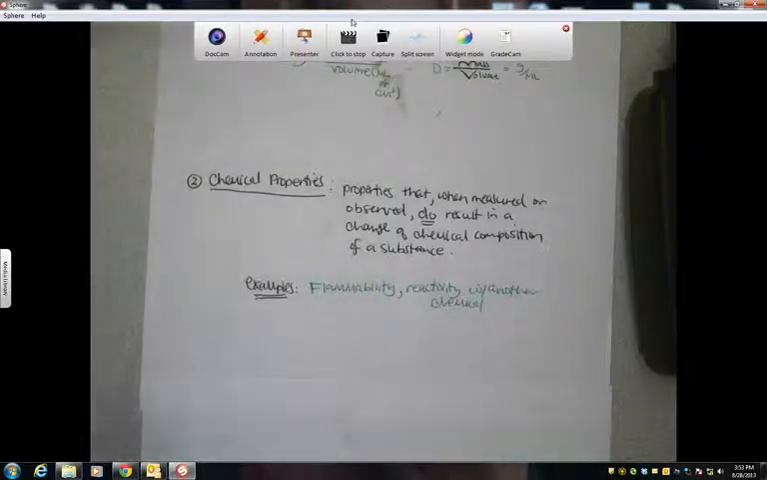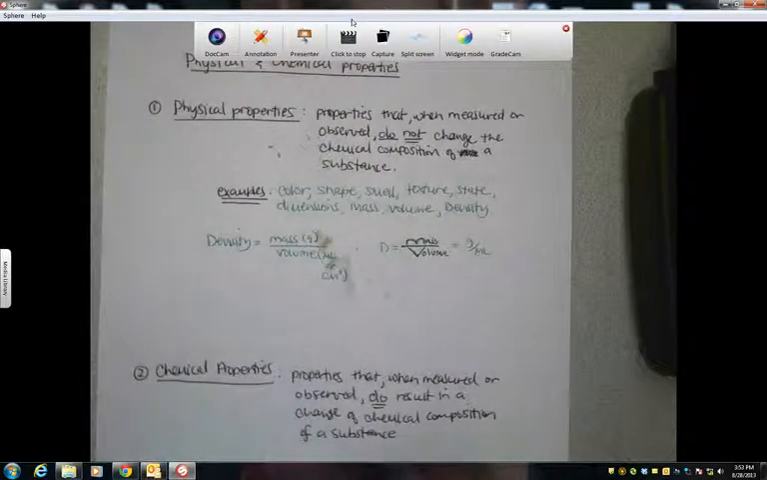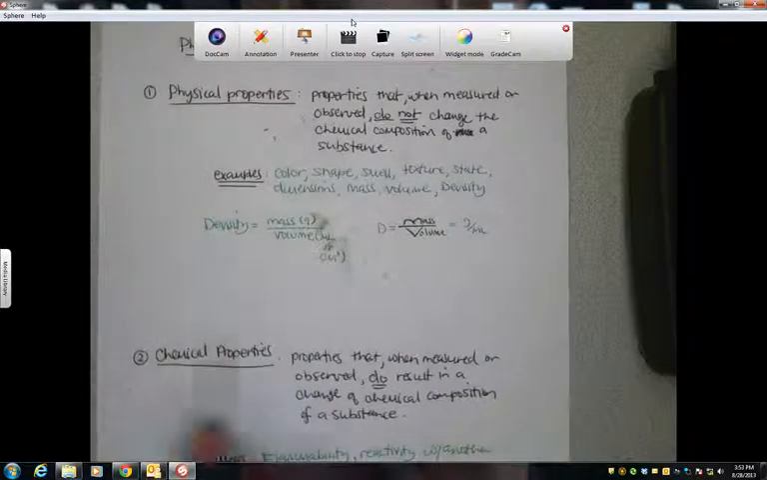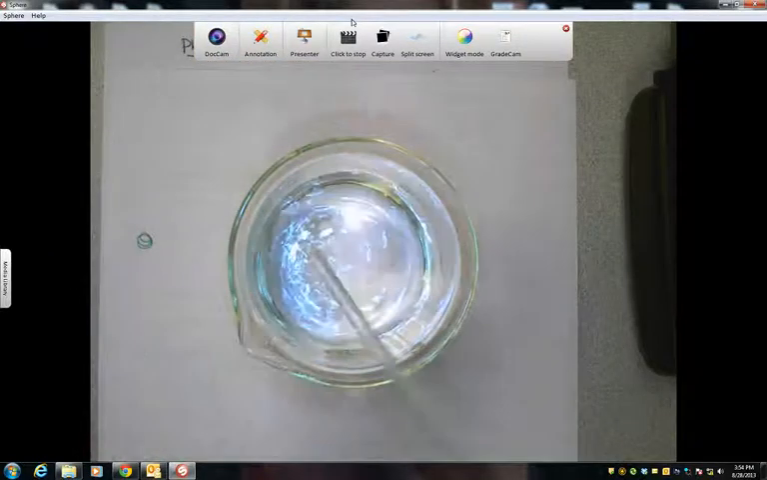So let's talk about that a little bit more. Let's do some more examples. Again, a physical property is a property that, when observed or measured, does not result in a change in chemical substance. So you still have the same substance you started with. And a chemical property is when you observe or measure that particular property, and when you're done, you have a new substance. It's created something new. So I have here a beaker of just water, and this is a stir rod.